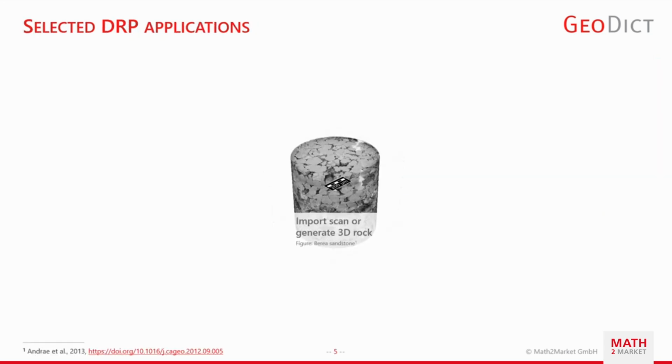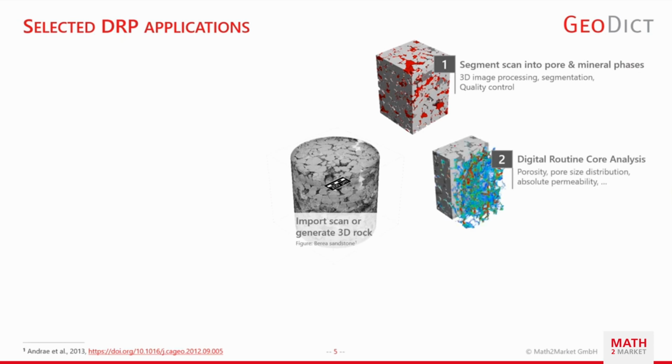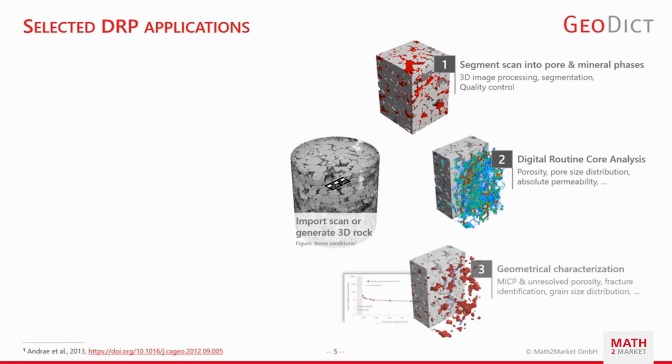Okay, let's have a look at selected applications for digital rocks. So we start off with a scan that's imported. Here's a 3D scan of a barrier sandstone, for example. We segment that scan into pore and solid phase, and the solid phase potentially into multiple mineral phases if that's relevant for your analysis. From there on, you can do different analysis. Let's start off with digital routine core analysis, which is quite automated in GeoDict. Another thing you can do is geometrical characterization, meaning things like MSEP, and areas of porosity, and a lot of other characterization options for your rock.